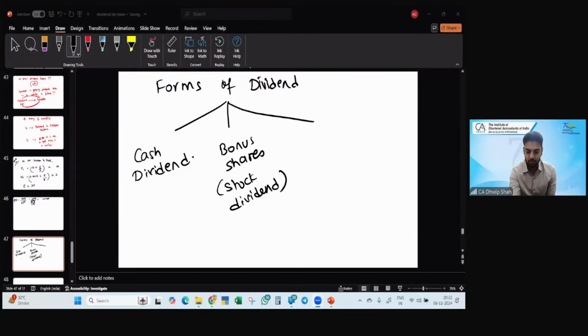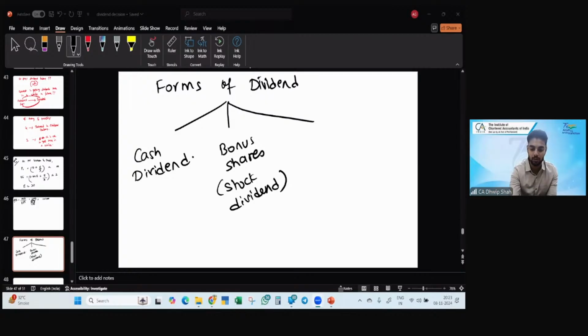A company can issue bonus shares. There are certain criteria to be complied with. Let's say it should be authorized by the articles of association. This you would have studied in law, or in accounts as well. The articles of association of the company should authorize these bonus shares. Second, bonus shares should only be paid from the free reserves and not from the capital reserves. So there are certain compliances that need to be checked. But bonus shares can be issued by any company.